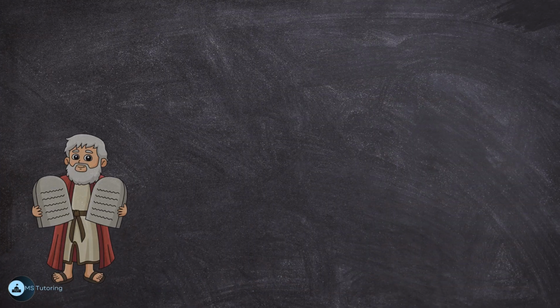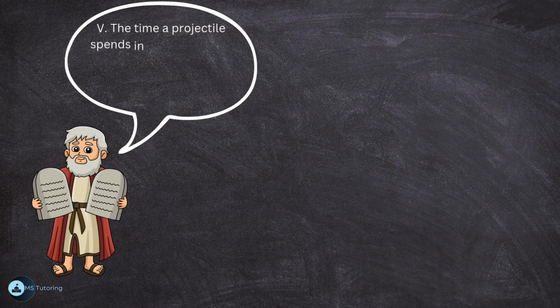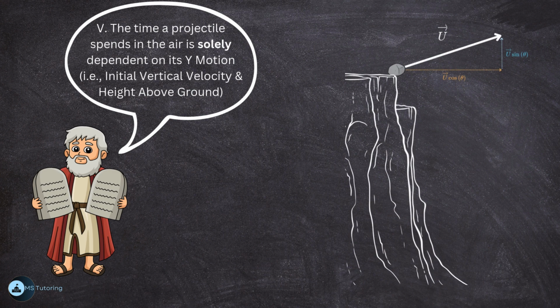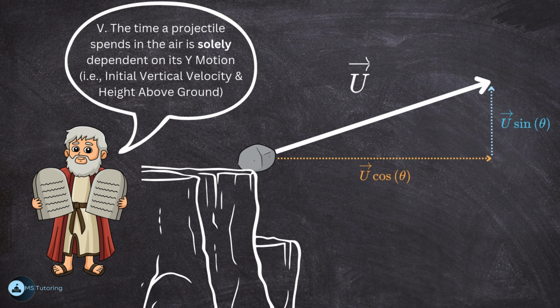Commandment 5. The time a projectile spends in the air is solely dependent on its Y motion. So, when it comes to finding any values of time, we're going to focus exclusively on all the Y motion components for our calculations. Things like the vertical component of our initial velocity and the initial height above the ground the projectile might have been launched from.